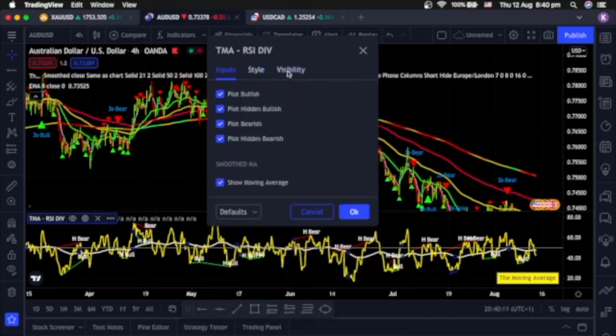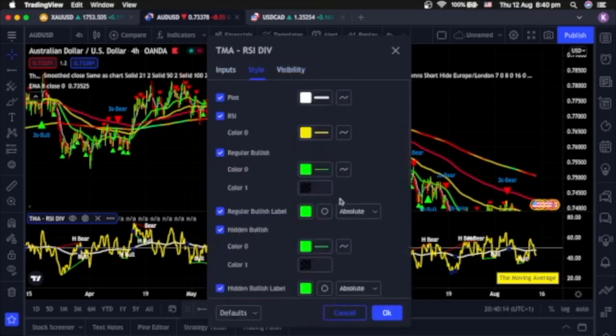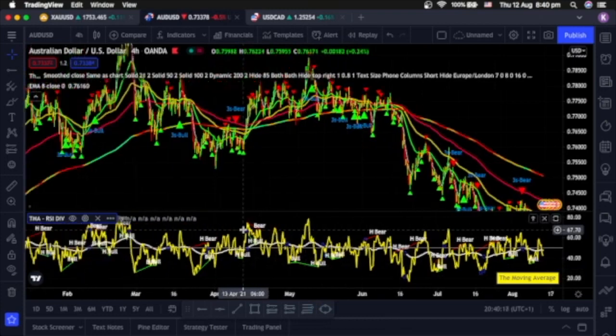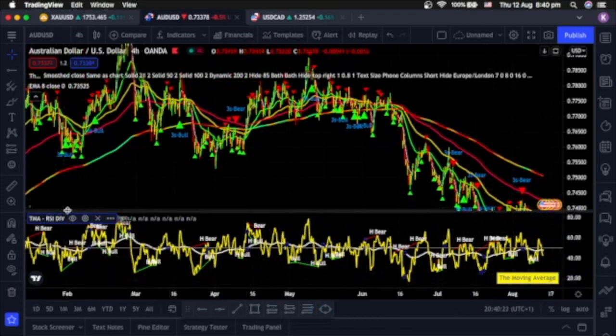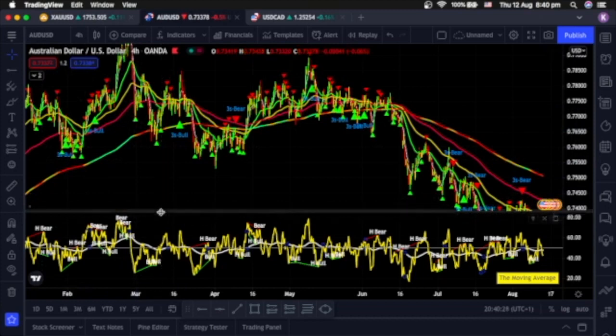This is the settings I have. I really like them. I enjoy the colors, and it's from the moving average. Shout out to Audie. He's a legend. I watch all his videos, and he really helped me a lot.